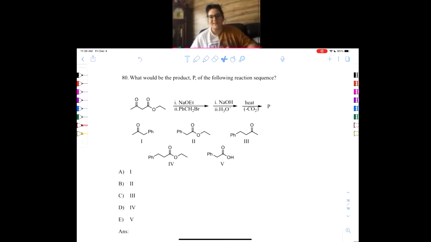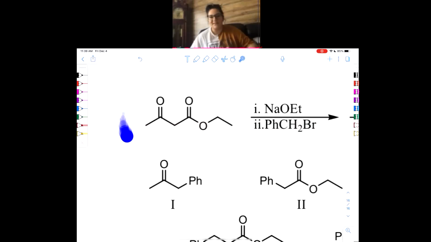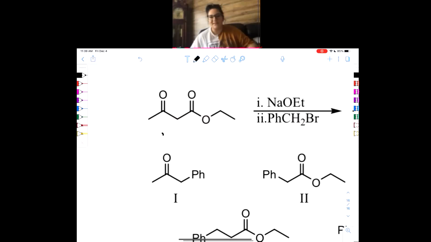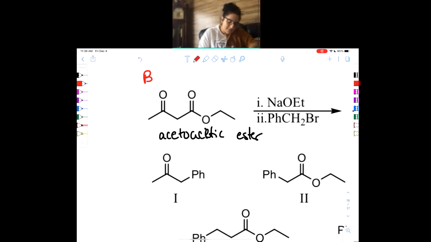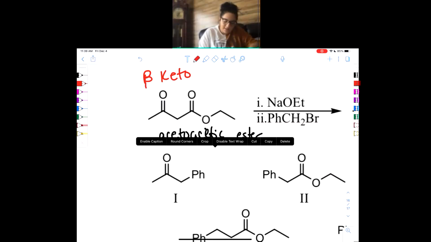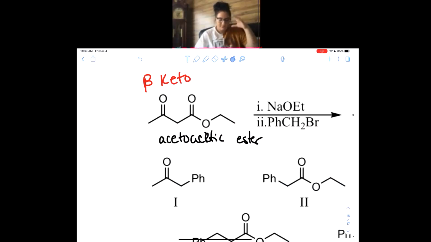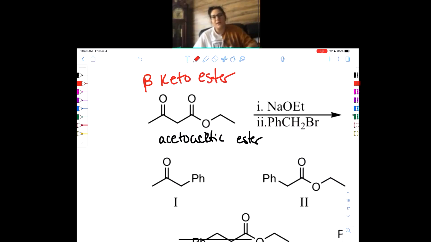Alrighty, so this is number 80 on that sheet. So immediately, what kind of starting material are we dealing with? Yes, an acetoacetic ester. And so what is the more broad name for this kind of molecule? What is the more umbrella-like name? Yes, exactly. It is a beta keto ester. Okay. Beta keto ester. Awesome.